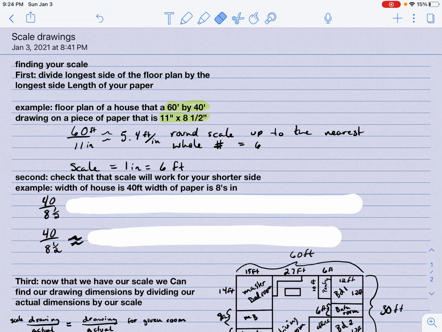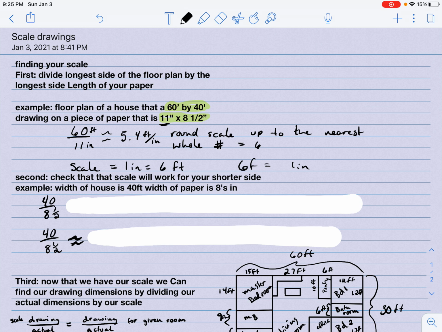If you follow that, once again, it's the longest side of our actual dimensions, in this case 60 feet, divided by the longest dimension of our paper, which is 11. So we do 60 divided by 11, we get 5.4 feet per inch. We're going to round that up to 6. So this would be 6 feet per inch, or when we write it as our scale, we can write 1 inch is equal to 6 feet, and 6 feet is equal to 1 inch. That scale still works the same.